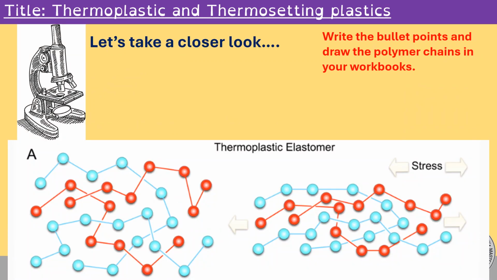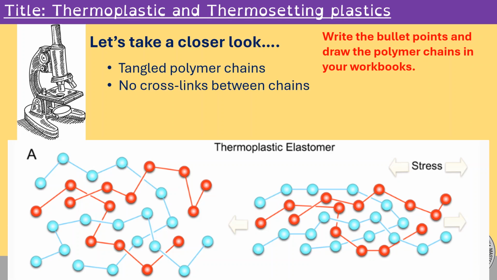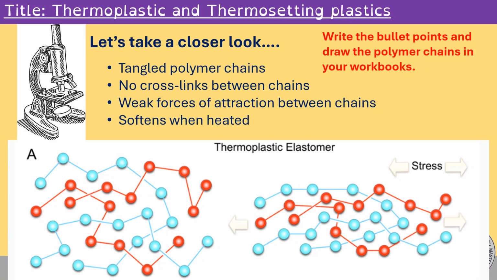So if we take a closer look at thermoplastics at the molecular level, you would see tangled polymer chains. Now they're not stuck together, they're not held together by covalent links, they are just tangled, very similar to spaghetti. There are no cross links between the chains. There are weak forces of attraction between chains, which means that they can be stretched and pulled into almost any shape, and it softens when heated.